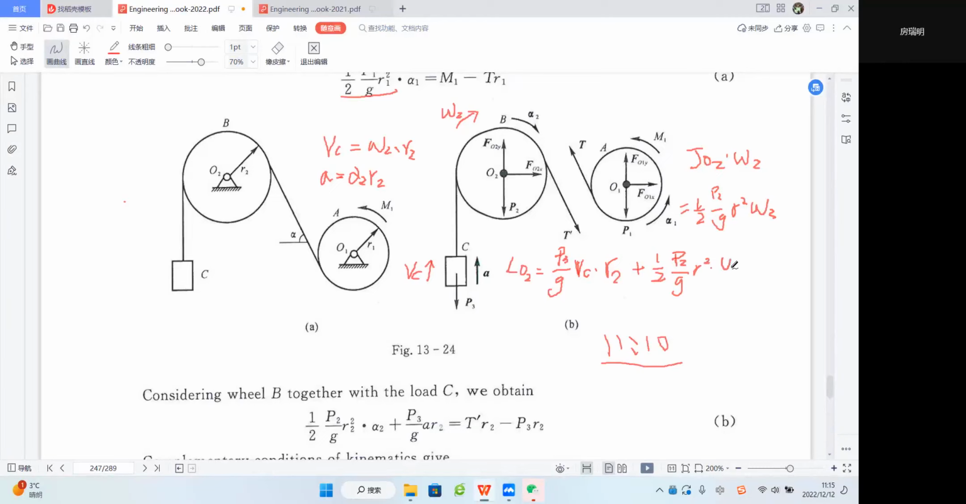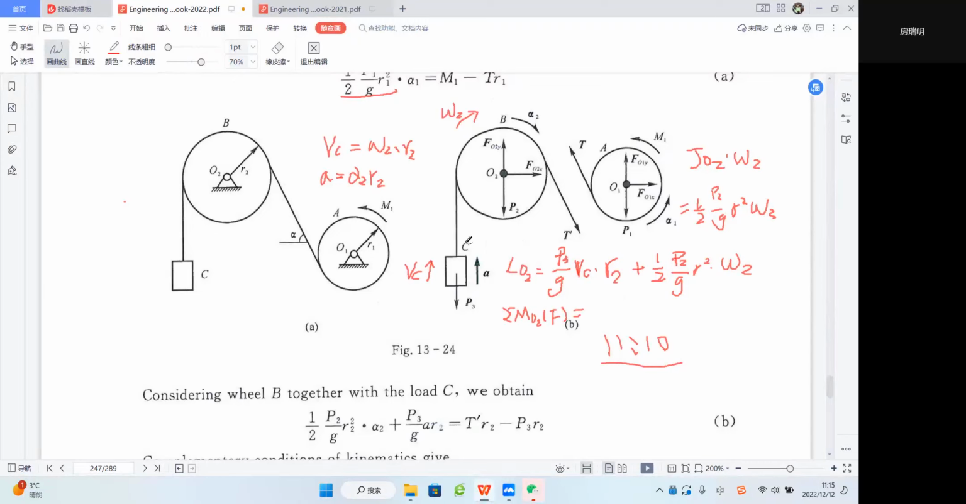times omega 2. Omega 2 is the angular velocity of this. So the whole system's angular momentum is about the fixed point O2, right? Do you remember the principle of angular momentum? So we can also write sigma MO2F. That means we want to know all the external forces about this system, and their moment about point O2.